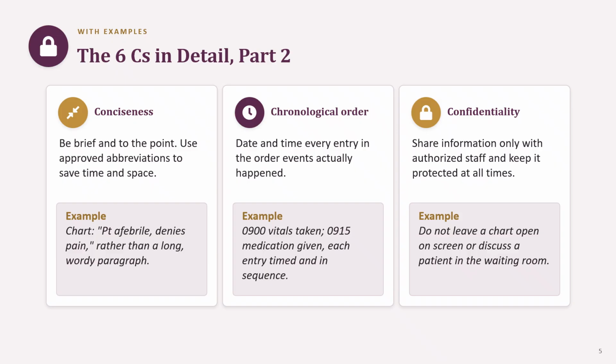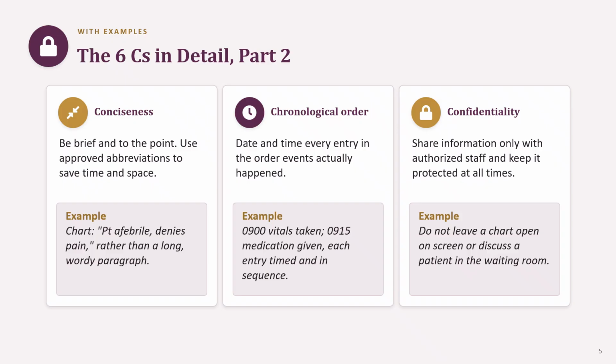The fifth is chronological order. Date and time every entry and record events in the order they actually happened. If vitals were taken at 9 o'clock and a medication was given at 9:15, each gets its own timed entry and sequence. This matters enormously for patient care and for legal defense because the timeline tells the story of what happened and when. The sixth is confidentiality.